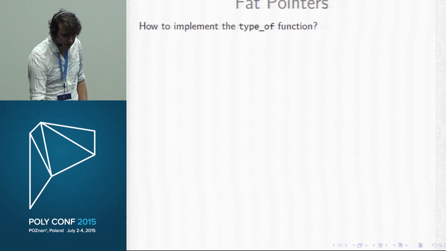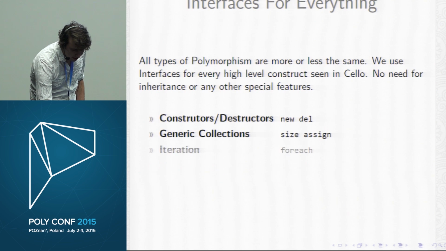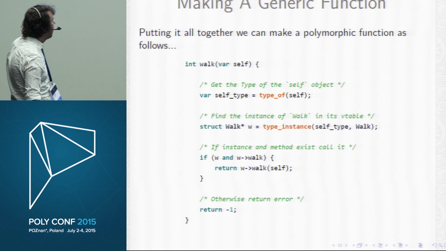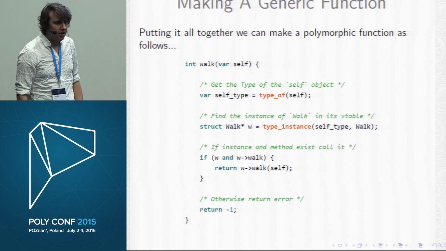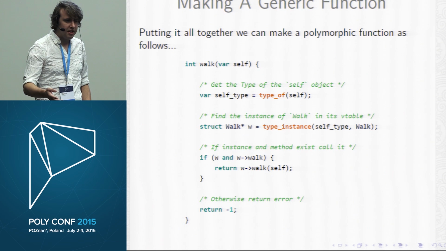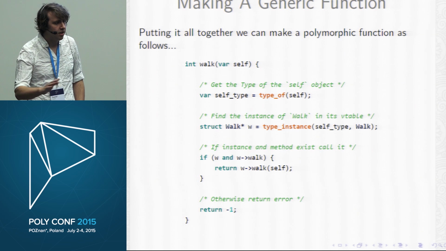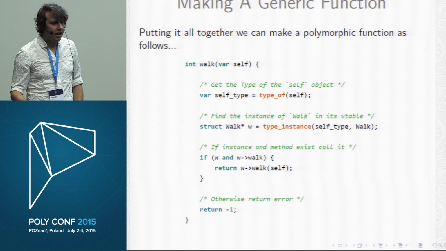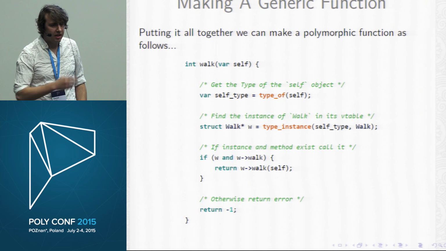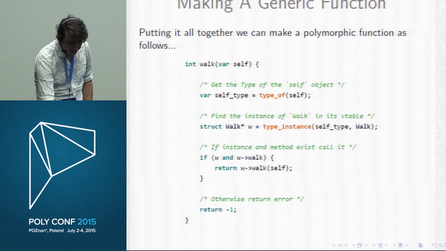So the question is how to implement this type of function. Here I said we want to get the type of an object, but I glossed over how we actually get the Vtable. In this case, self is just some random pointer. So now we want to know how do we actually get the Vtable for this pointer? Like what type is it at runtime?